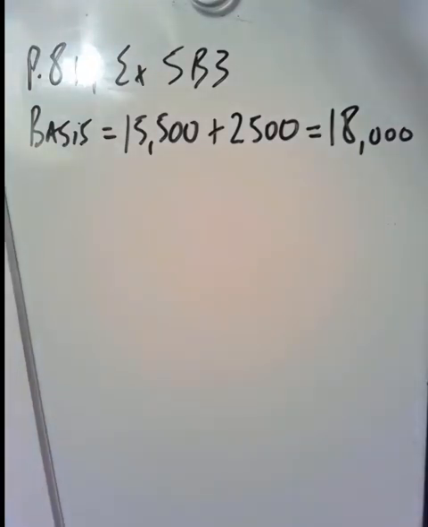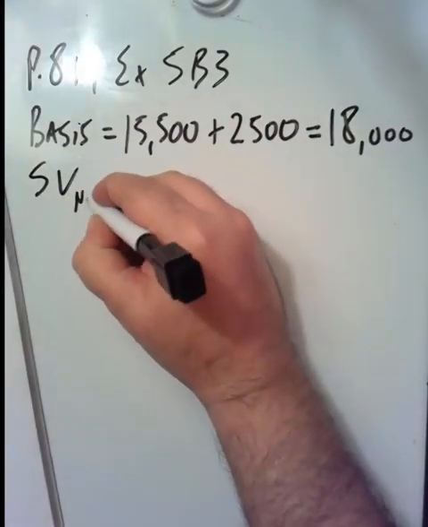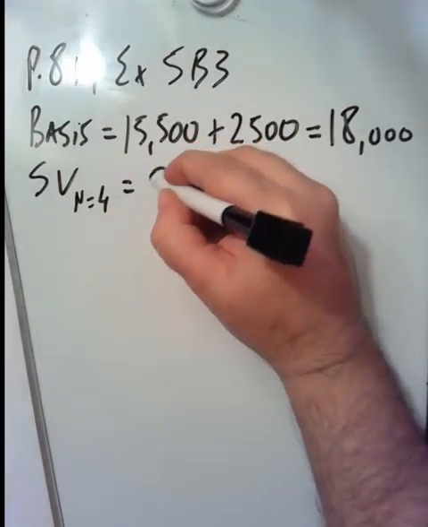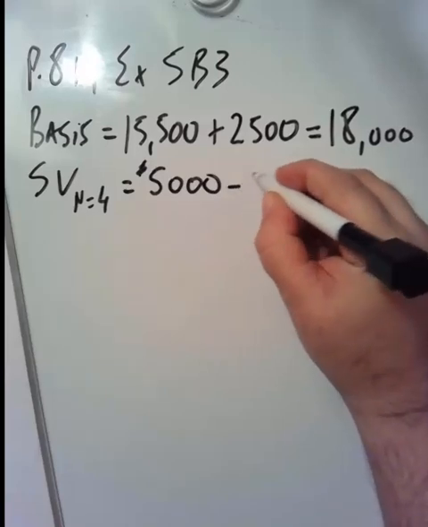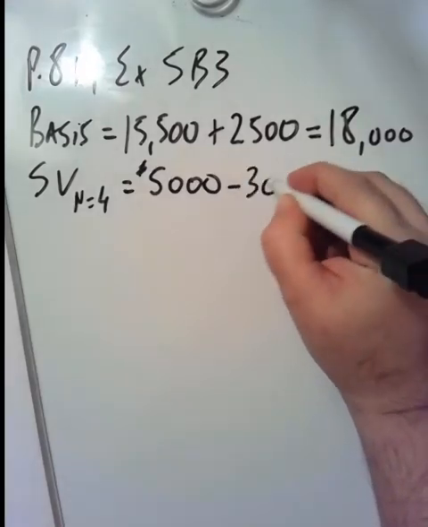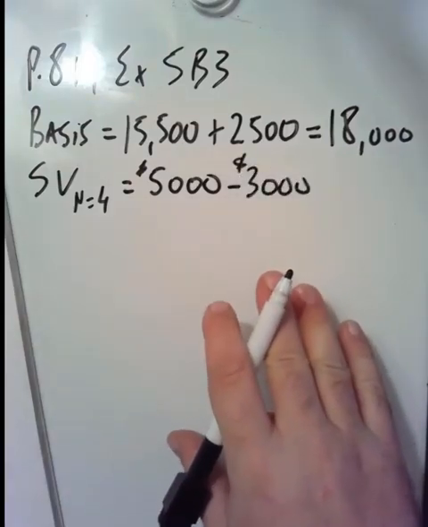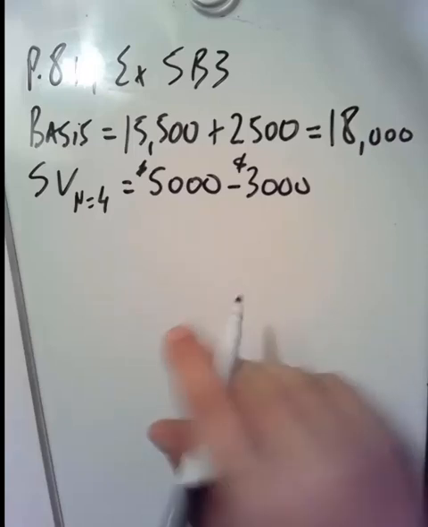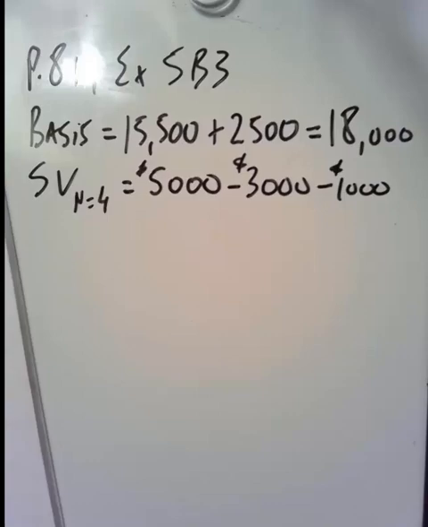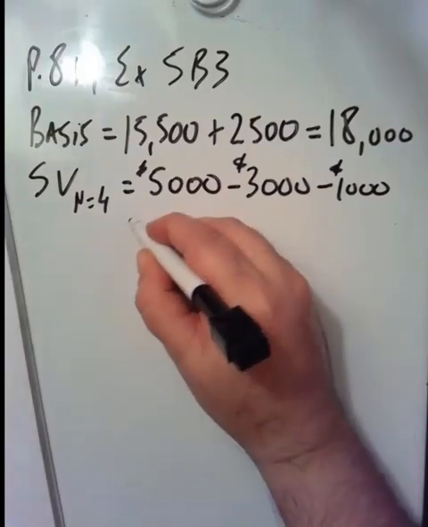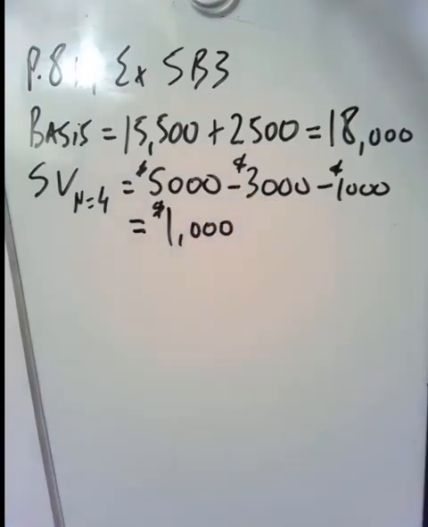Then it says that it's going to be sold in year 4 for $5,000. But it's going to cost $3,000 to remove the machine, and another $1,000 to deliver it to the point of sale. So the salvage value net is $1,000.